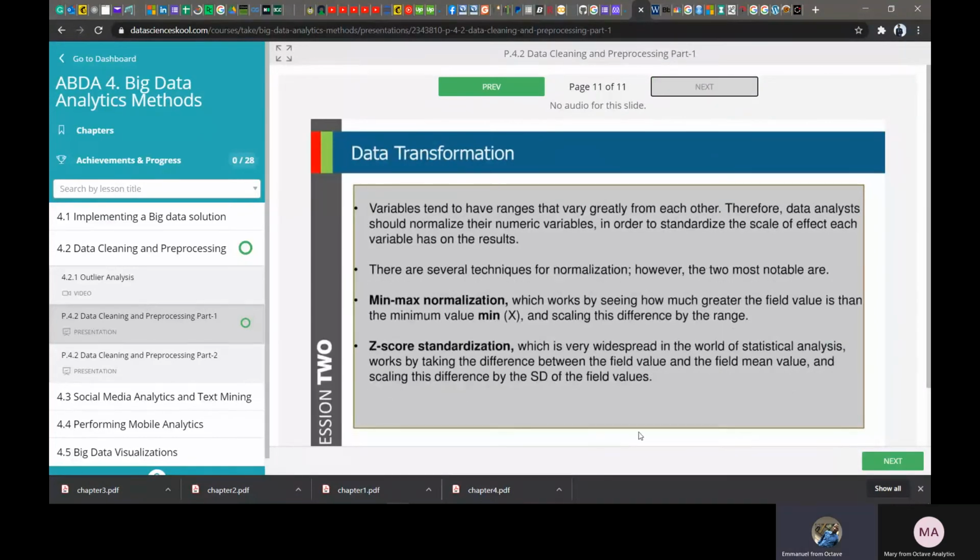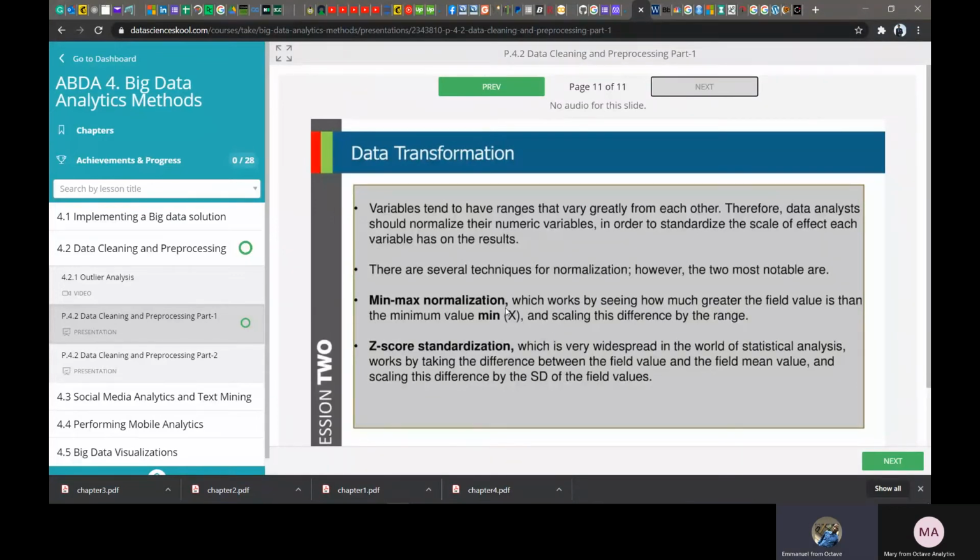I think I'll just stop here. Now, variables tend to have ranges that vary greatly from each other. Therefore, data analysts should normalize their numeric variables in order to standardize the scale of effect. So what are the various methods to normalize? You have the min-max normalization, you have the z-score standardization. I think you have the decimal scaling also.